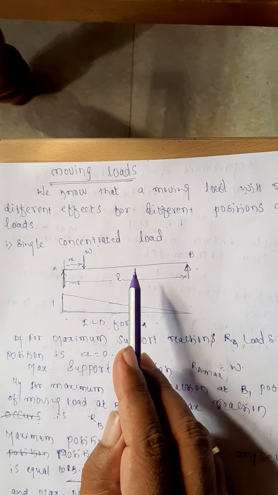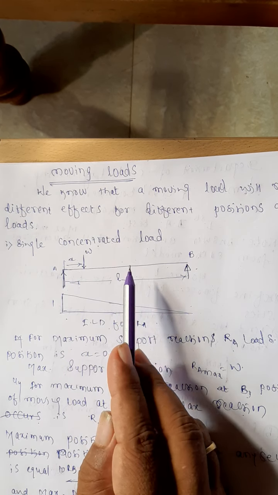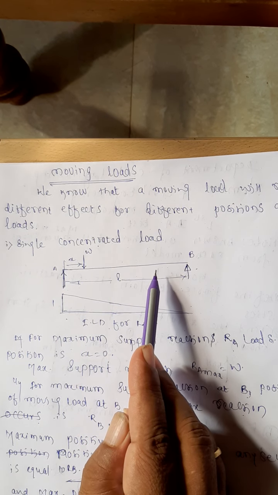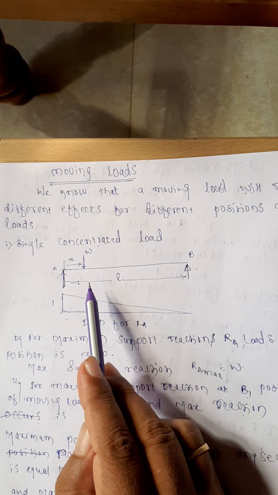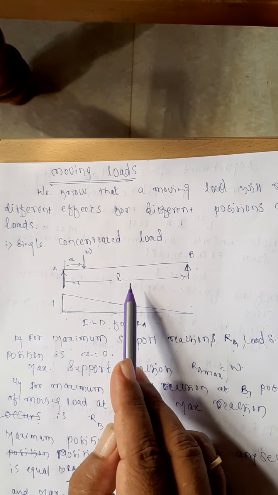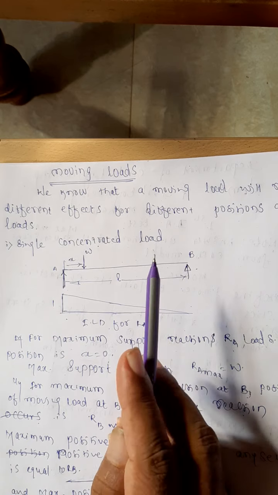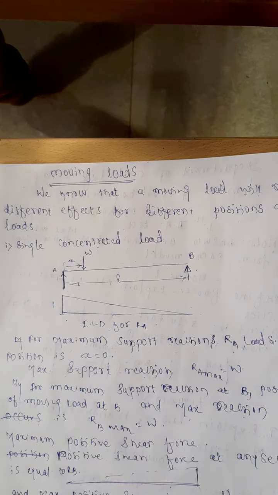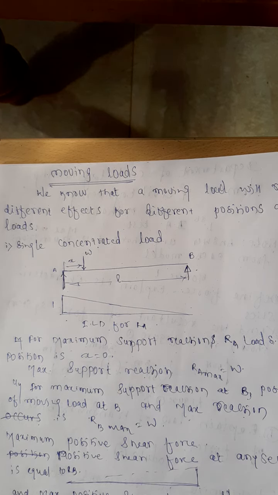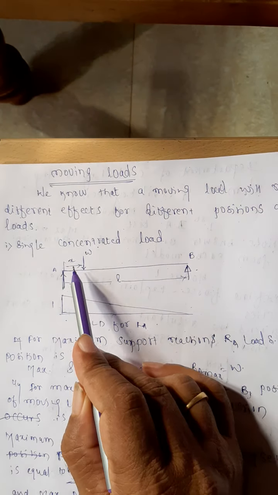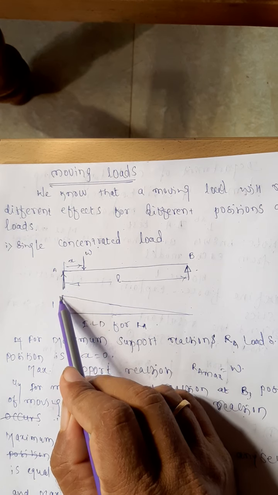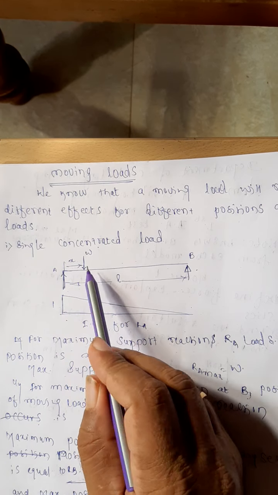support reactions. What is the maximum positive shear force, maximum negative shear force, and where it occurs, and the bending moment at any section, and the maximum bending moment when a single load is moving from one end to the other end of that particular structure or the bridge. So consider a single load moving from one end to the other end. What is the value of the support reaction for different locations of the beam?